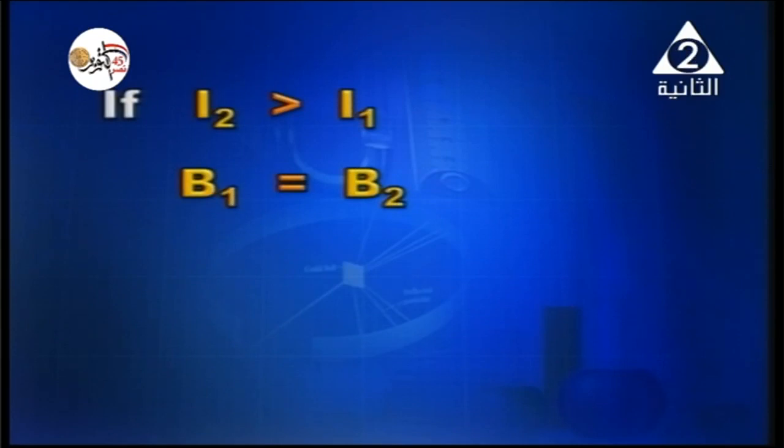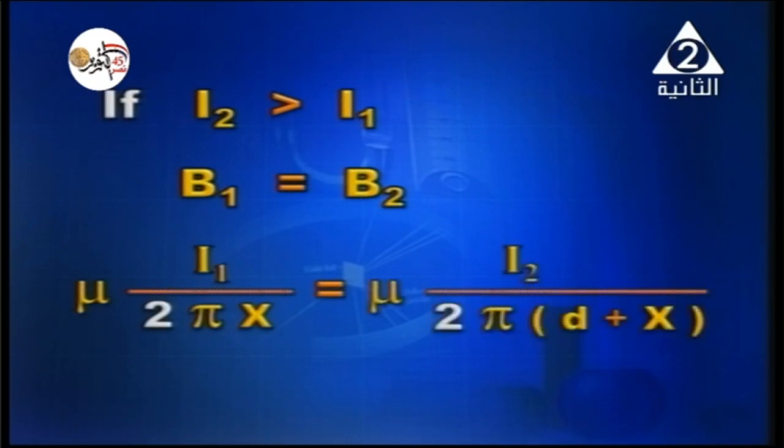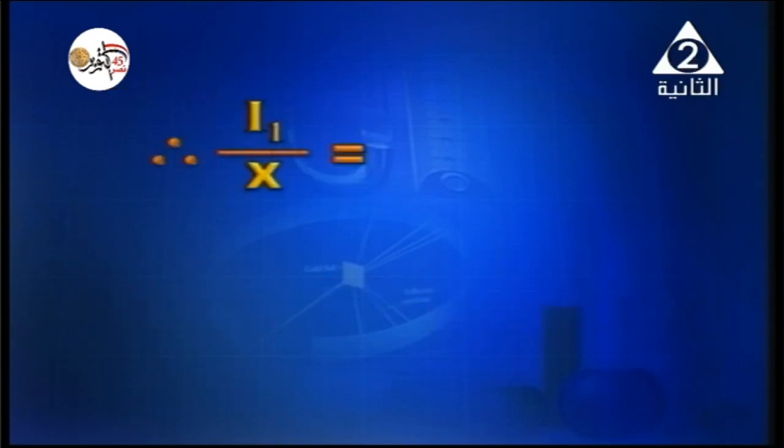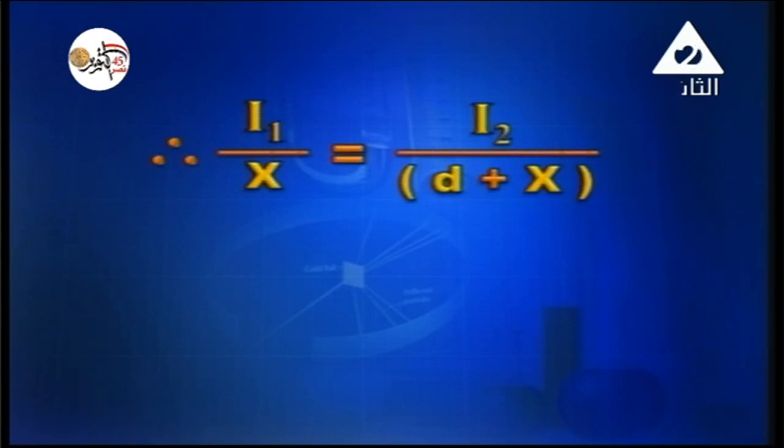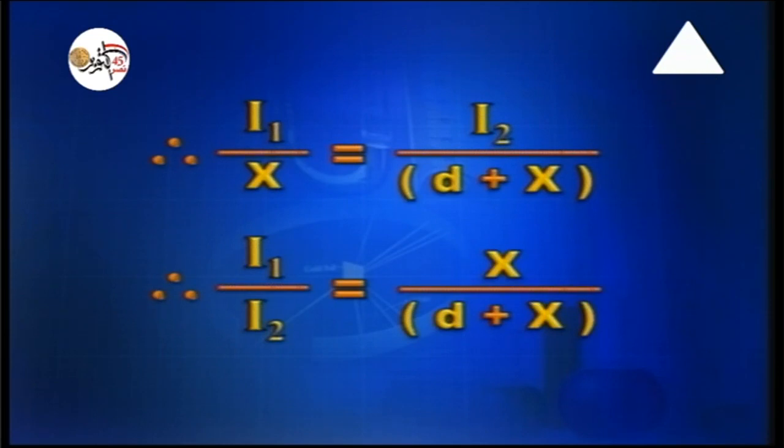Okay, so B1 is equal to B2. So μI1 over 2πx is equal to μI2 over 2π(d + x). Okay, so I1 over x is equal to I2 over d plus x. And instead of d minus x, it will be d plus x. So we can say I1 over I2 is equal to x over d plus x.